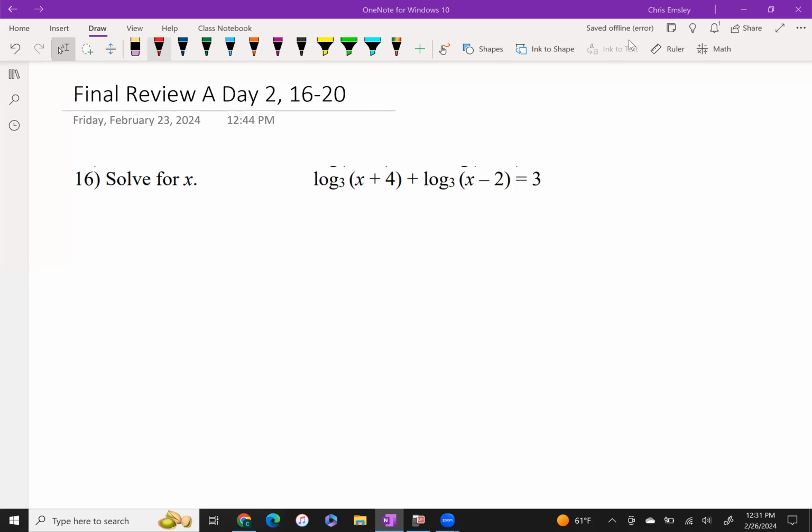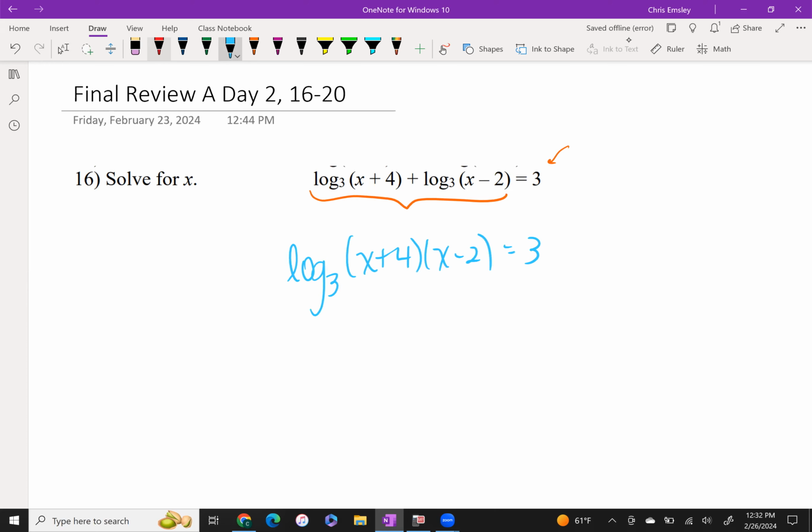Okay, solving a logarithmic equation. We've got, again, some mix of terms that have logarithms and over here a term that doesn't. When we do that, what we want to do is combine those logs. So we have a sum of logs here. We can combine them using our product rule. This can be a single log base 3 of x plus 4 times x minus 2.